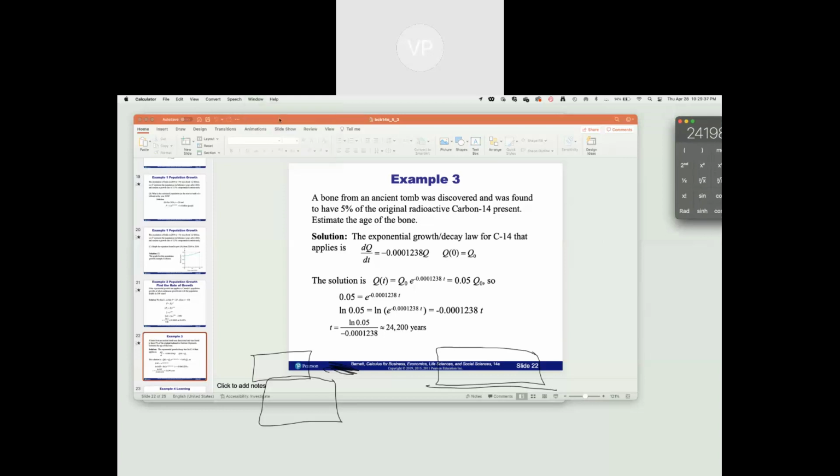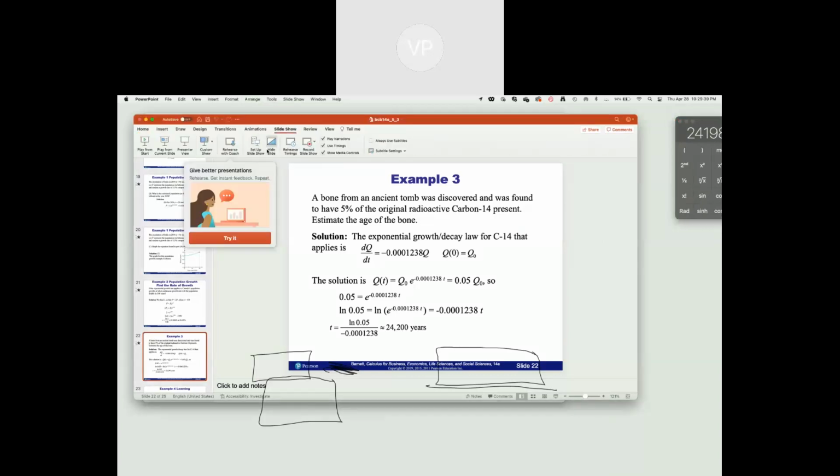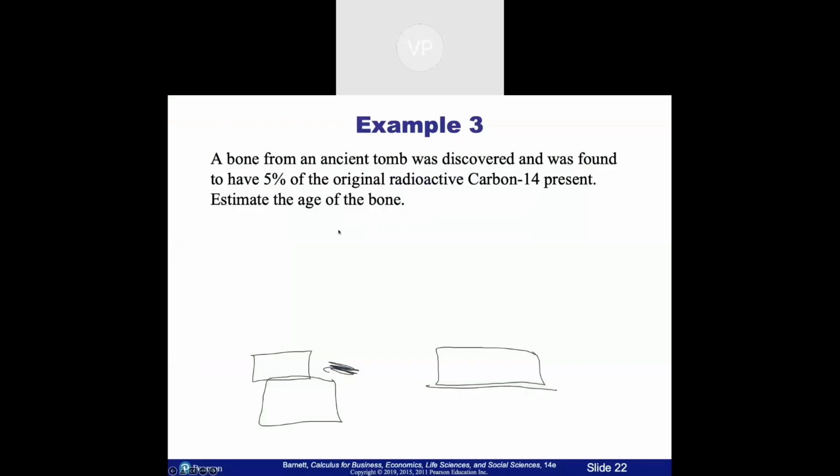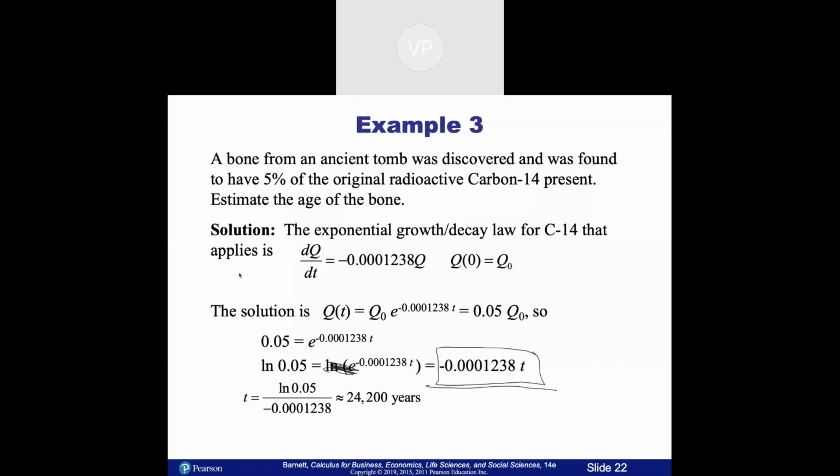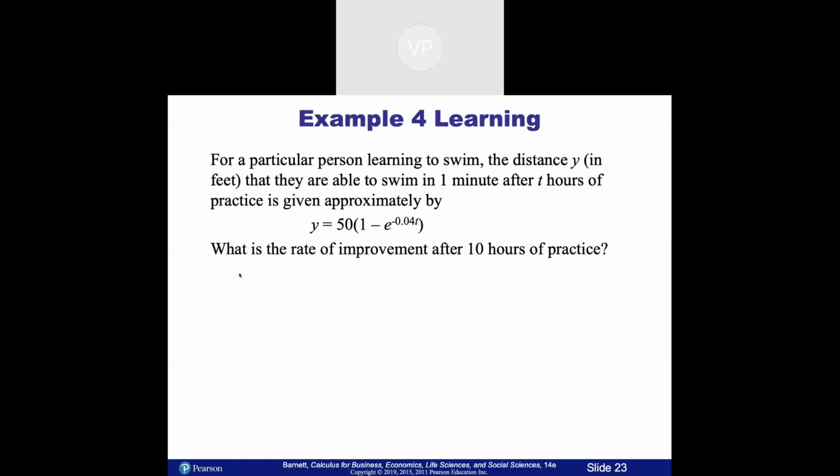Okay? So now back to where we are. All right. So that's where the 24,000 years comes from. That's how you can tell how old something is. Basically, if you know what percent of the carbon is left, that's how you can tell.